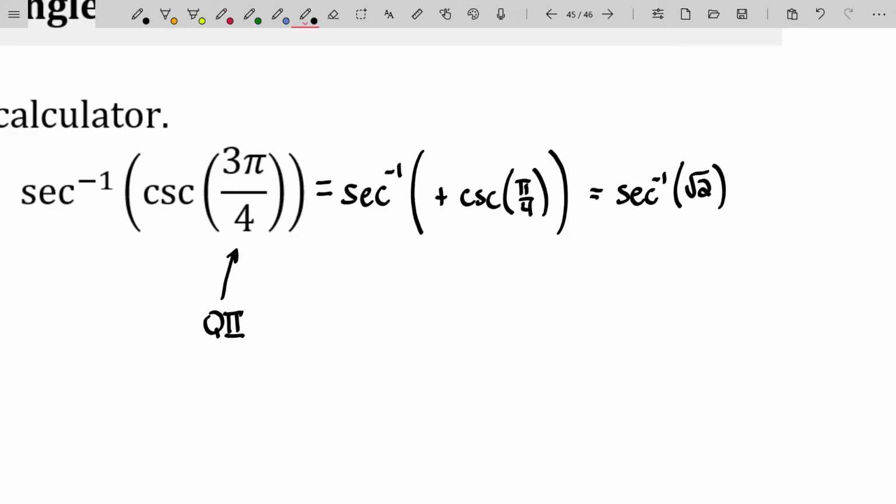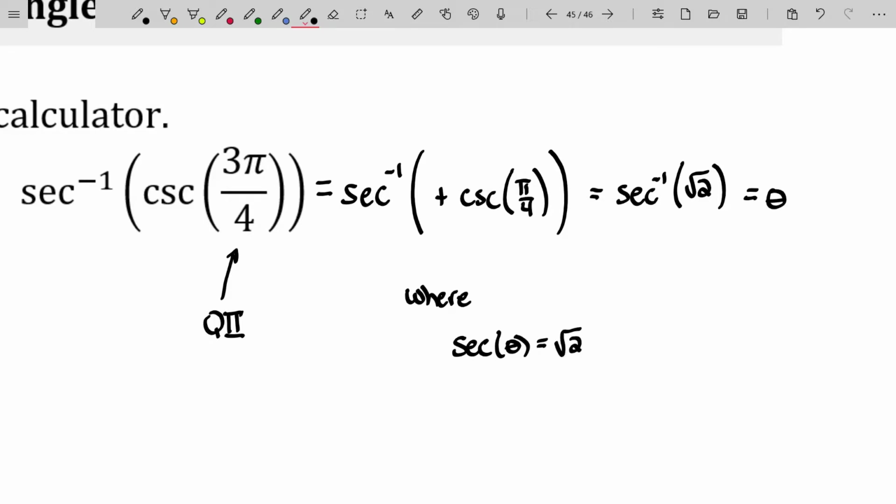With me so far? I certainly hope so, because the cosecant of pi over 4 is the reciprocal of sine of pi over 4. And so sine of pi over 4 is 1 over root 2, so the cosecant should be root 2 over 1. Now, we're just going to ask, what is that angle that you would normally plug into the secant to get an output of root 2? So where the secant of that angle is root 2.